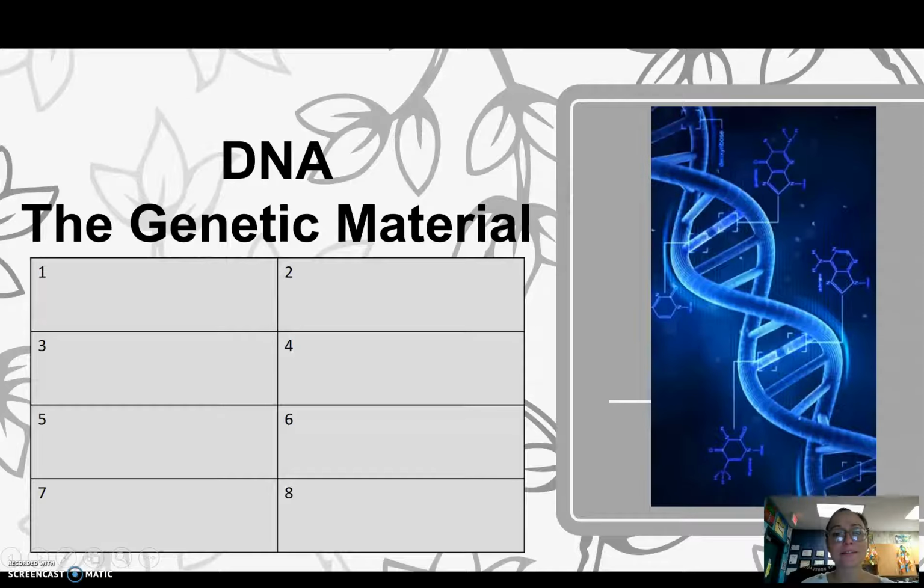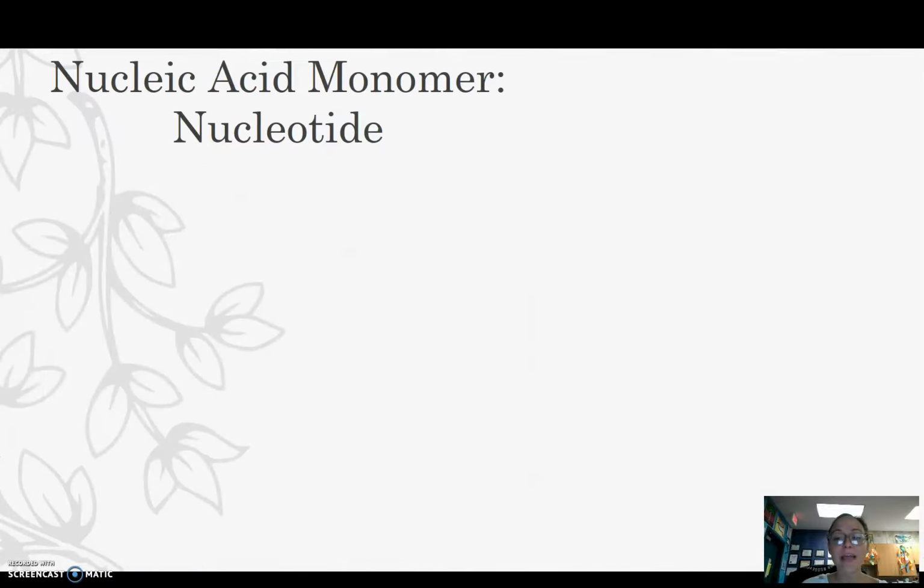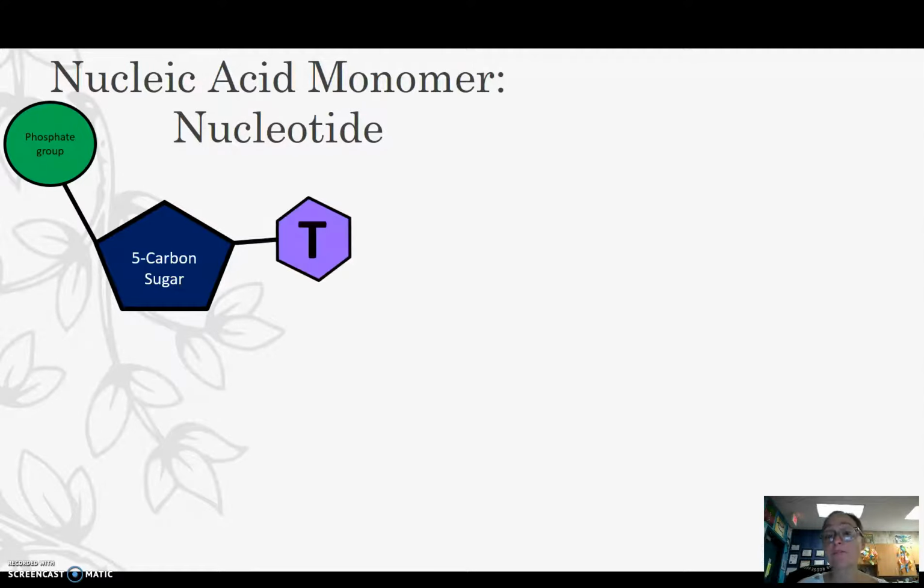So we have 8 boxes for this part of our chapter on DNA. What we're going to look at is the structure of DNA and how it's built. The first part to talk about is that the monomer of DNA is called a nucleotide. And I think the confusing part for students is that a nucleotide is actually made of 3 parts.